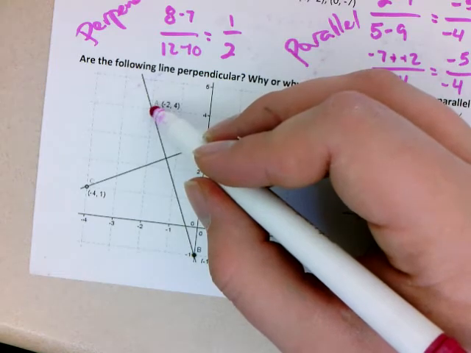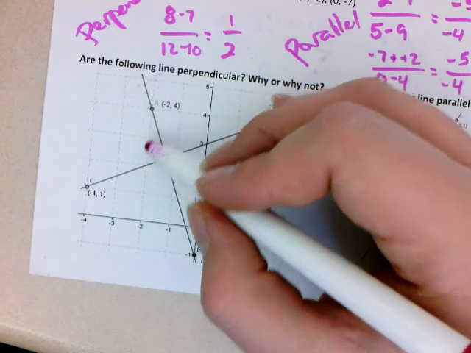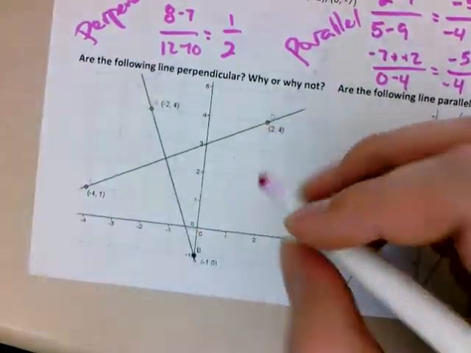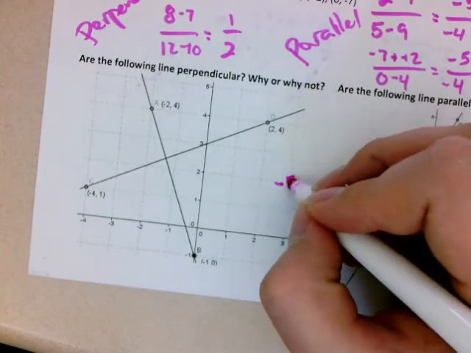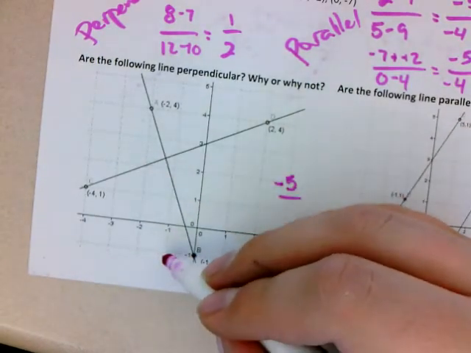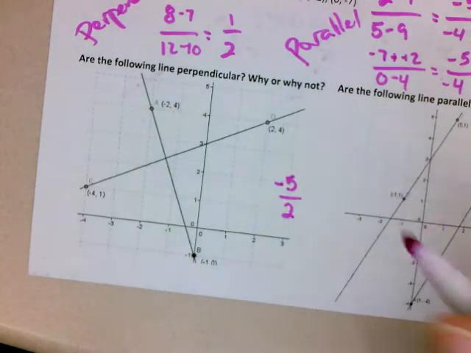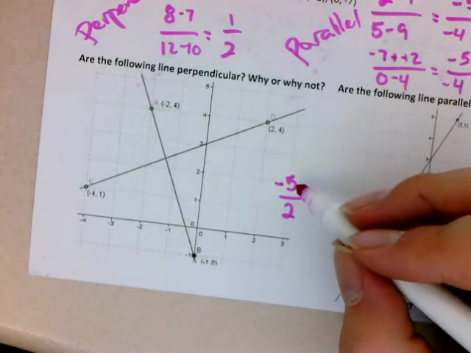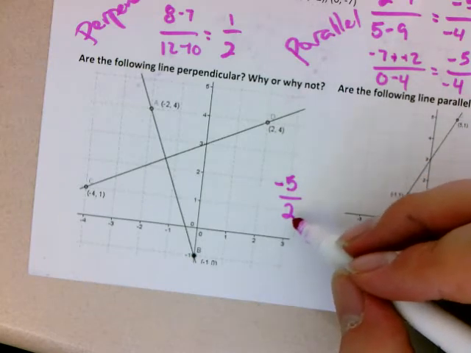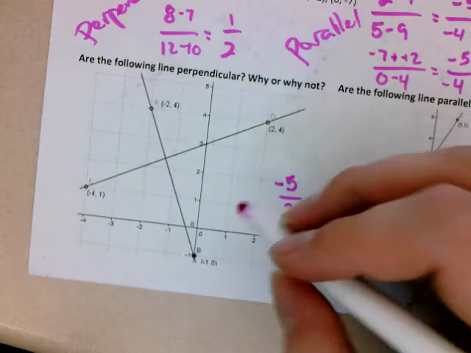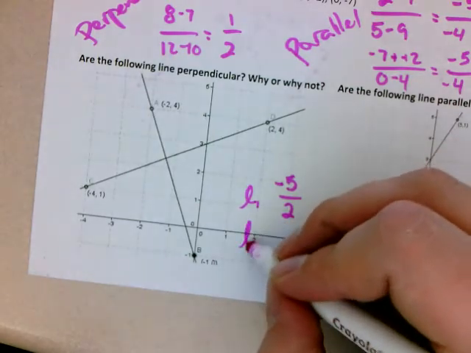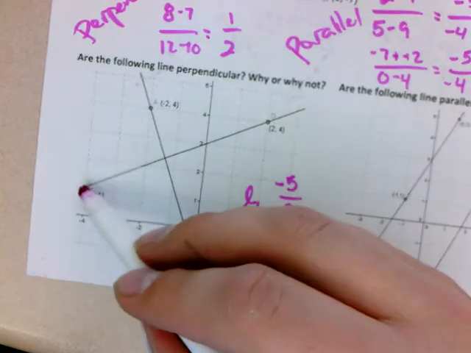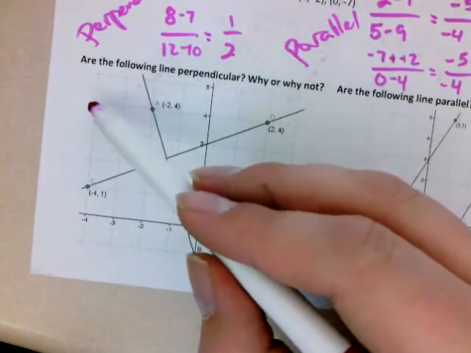So let's look at this one. We go down 1, 2, 3, 4, 5. So we went down 5, so that's minus 5. If we went down 5, we went over 1, 2. So we went 5 over 2. So we have that slope for that one. So that's line 1.